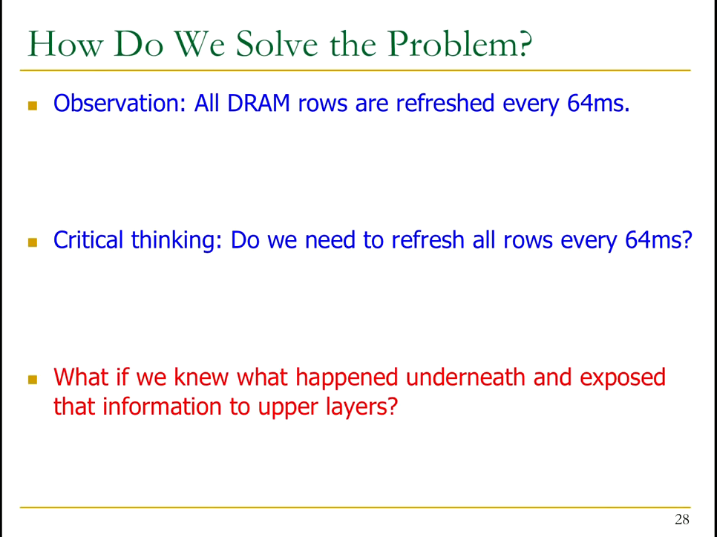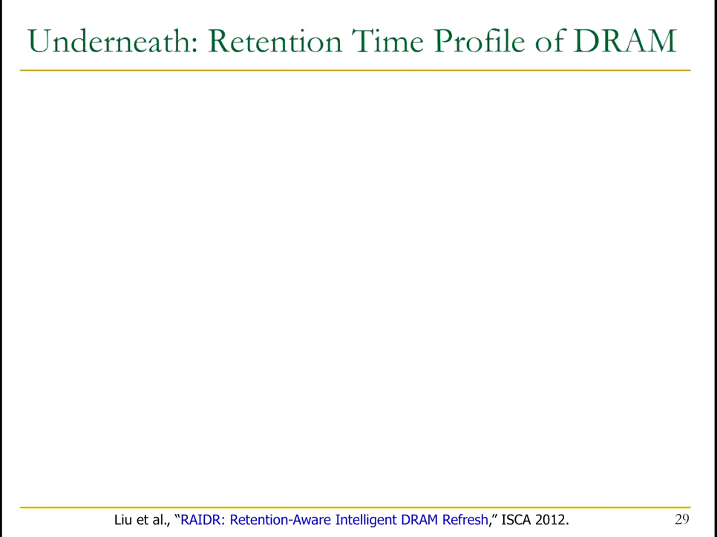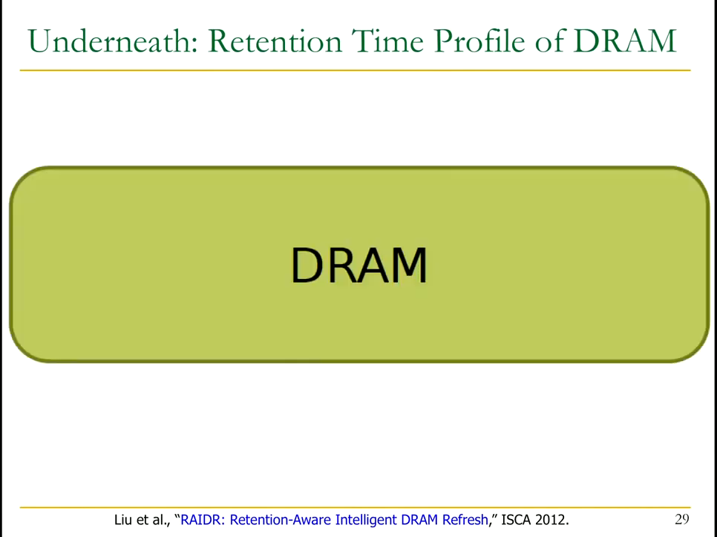But I'll give you one other solution by knowing what's underneath. So I've given you a lot of potential solutions. So what if we knew what happened underneath and exposed that information to the upper layers? So let's look at the underneath. This is DRAM, 2 to the 60 bytes. And you go and measure every single row in DRAM and figure out how long it can retain data.